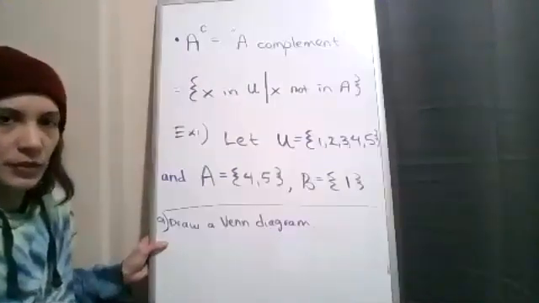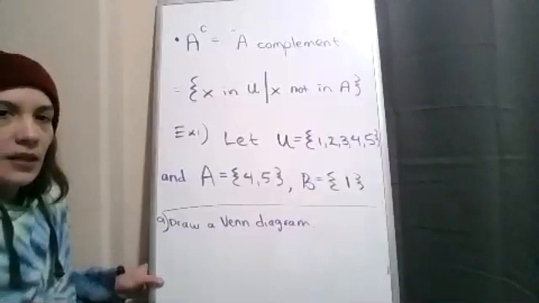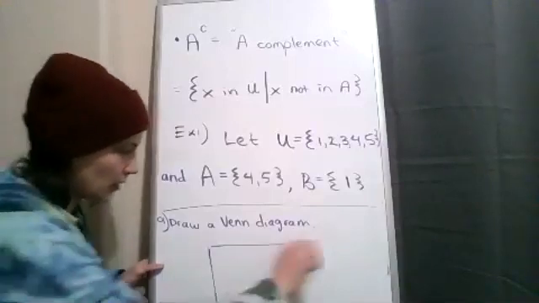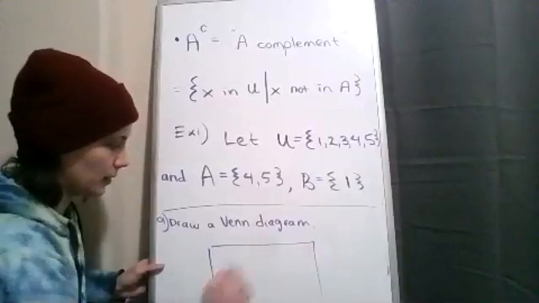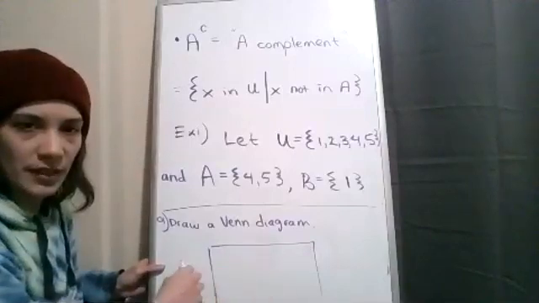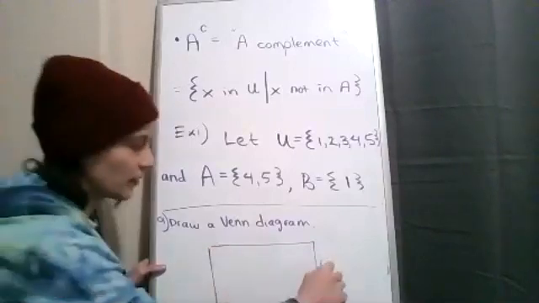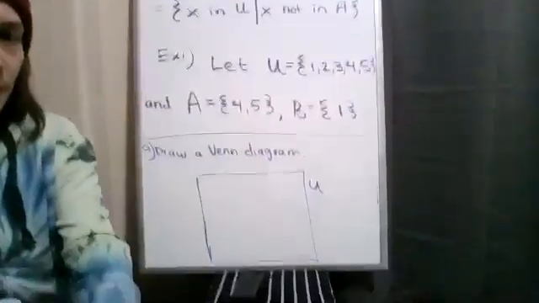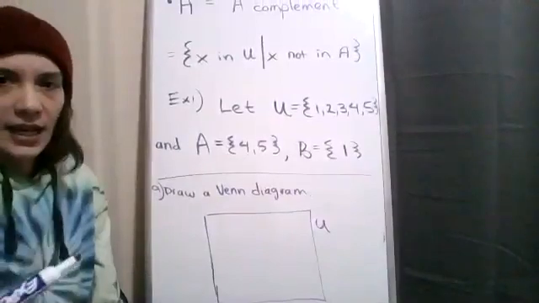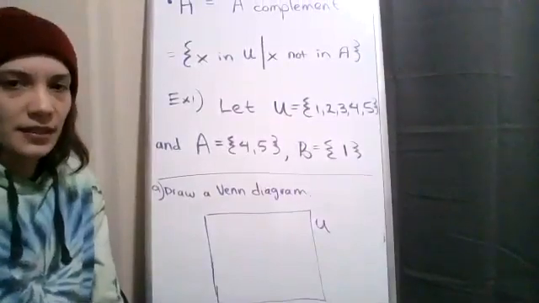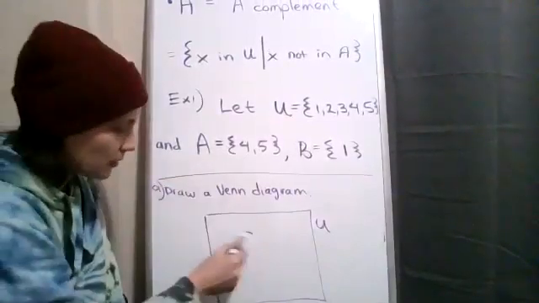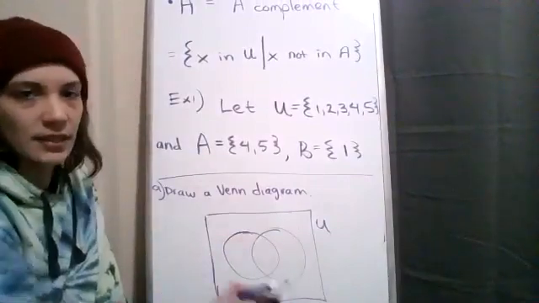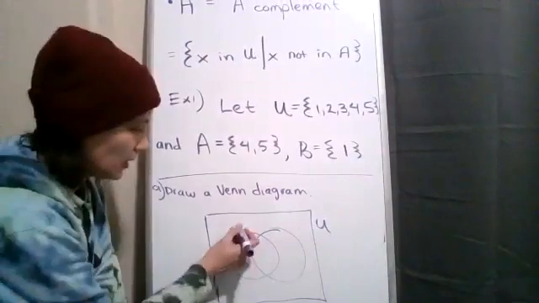Okay, first part, we'll draw the diagram. So the universe contains all of the elements and is called U. It's just a label, so you can put it on the side or the top. Over here is fine. Okay, A and B are subsets of U, and we'll have them overlap just in case.